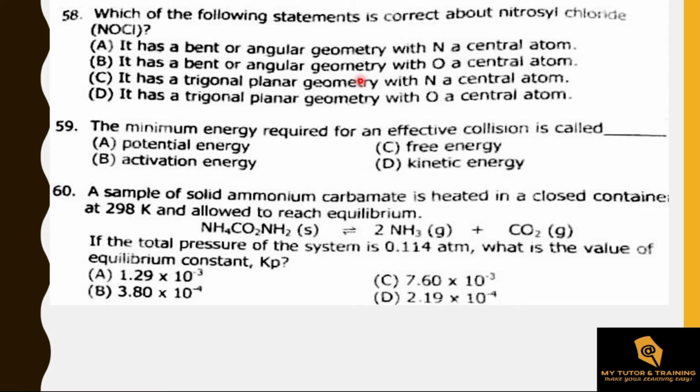Question number 60. A sample of solid ammonium carbonate is heated in a closed container at 298 K and allowed to reach equilibrium. The reaction equation is given: ammonium carbamate, NH4CO2NH2 solid, into 2NH3 gas plus CO2 gas. If the total pressure of the system is 0.114 atm, what is the value of the equilibrium constant?